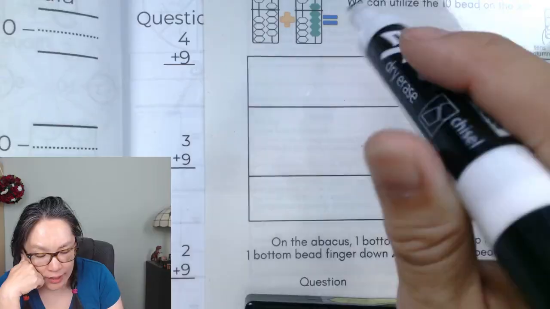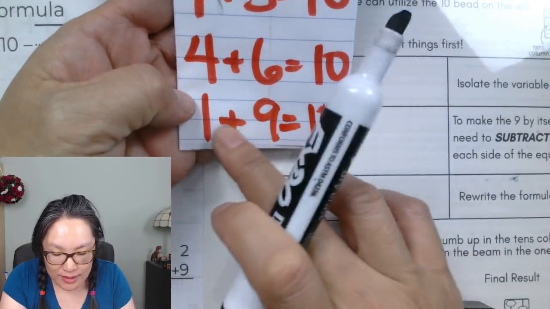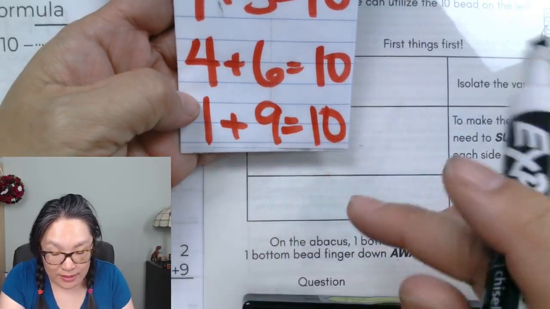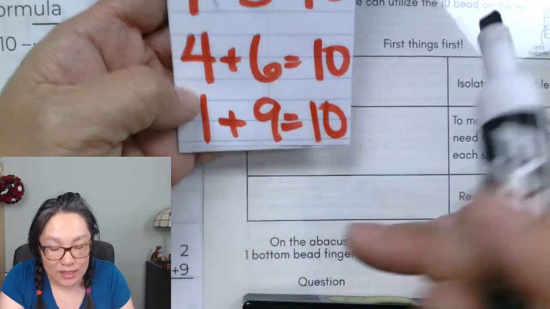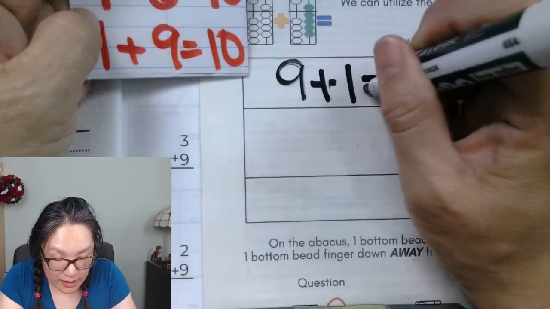So here's the 9, right? When we do the 9, we know we want to plus the 9. Plus 9 is equal to plus the 10 minus the 1. So here's my equation: 1 plus 9 is equal to 10.